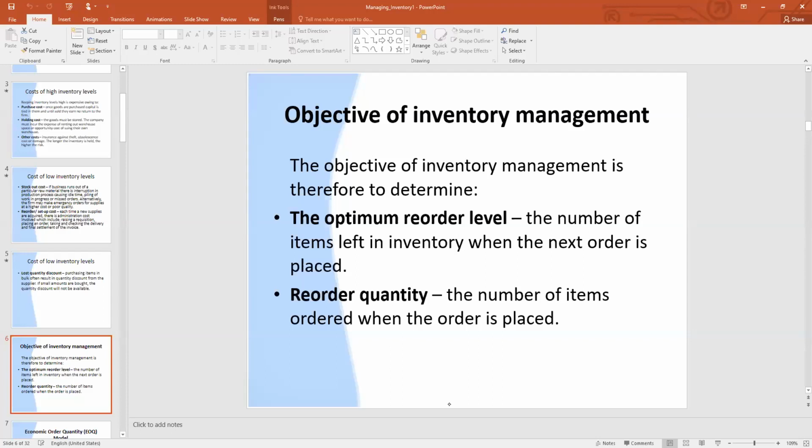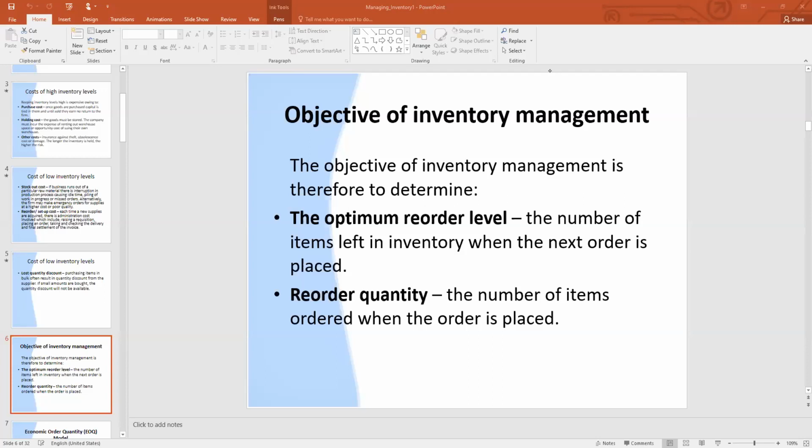If you can be able to establish these two, the reorder quantity and the reorder level, as a company, then of course you have been able to manage your working capital efficiently. Being able to tell what is my reorder quantity, what is my reorder level. Okay.